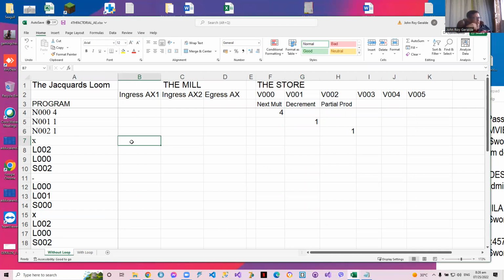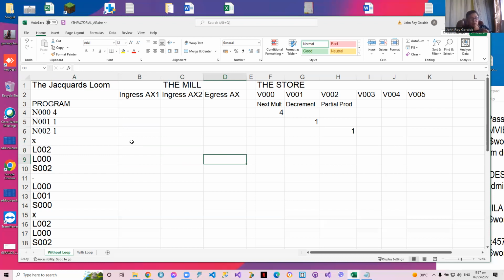Times, which means that it will do a times. And the multiplication is done when the second variable is loaded automatically, okay? So times means that the mill is set to do a times after the second parameter is loaded automatically, okay? So L002, being the first L, will set up ingress axis 1. L000, being the second L, will set up ingress axis 2 and will compute the result in egress axis.